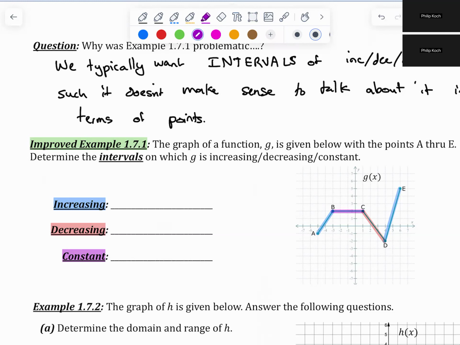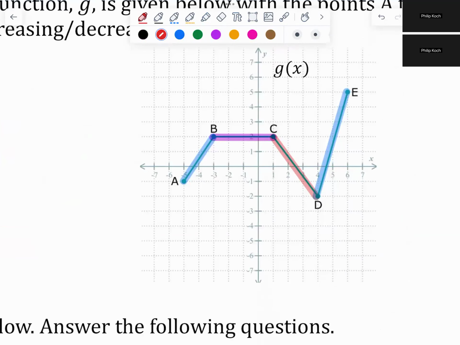These are, we want X intervals. So zooming in on the graph for a second, we want X intervals. There's two intervals that it's increasing on. It's hard to see the dashed lines. I'll make sure that on the exam it's very, very clear. But what's the first interval it's increasing on? From A to B, but what are the X values? -5 to -3. So that's the first interval.